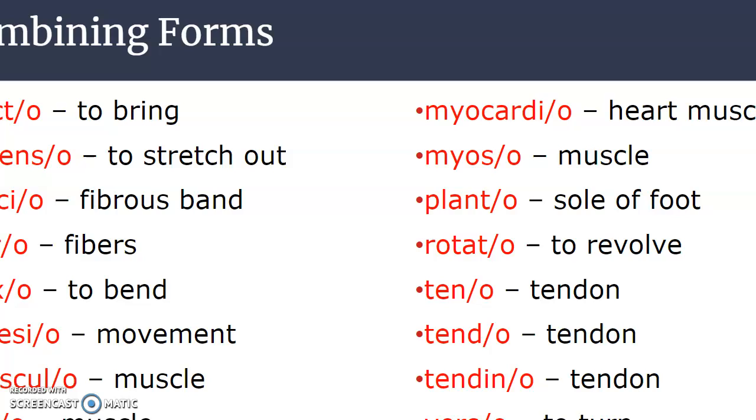Some combining forms. Ducto, to bring. So at the very beginning I said abduct and adduct. So ducto, to bring. Extenso, to stretch out. Extension. Fascio, fibrous band. There's fascia that surrounds muscle, and that's a fibrous band that surrounds the muscle.